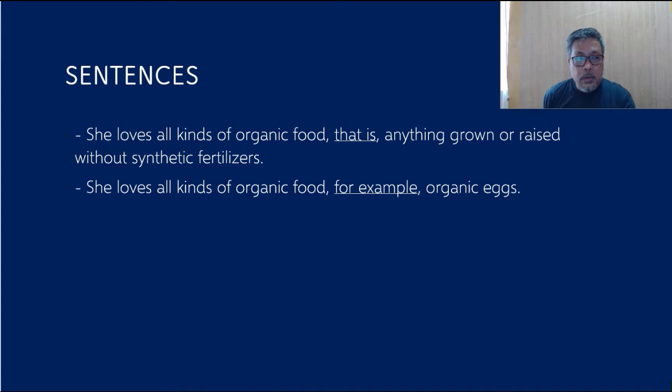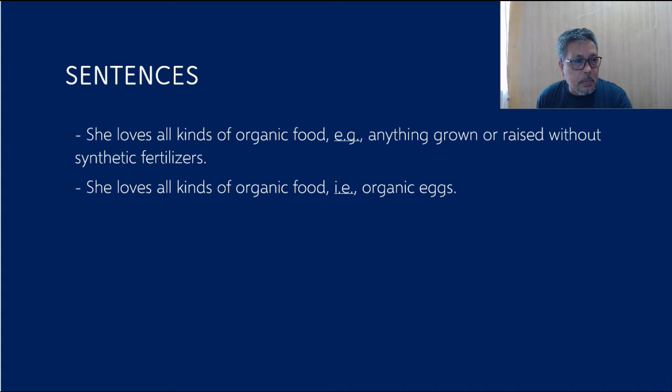So as you can see, they're not interchangeable. Imagine if you replace the first one with for example: she loves all kinds of organic food, for example, anything grown or raised without synthetic fertilizers. That's not correct, because we're not talking here about an example. We are saying that is, or that is to say, all kinds of organic food, meaning anything grown or raised without synthetic fertilizers. You cannot replace that with EG.